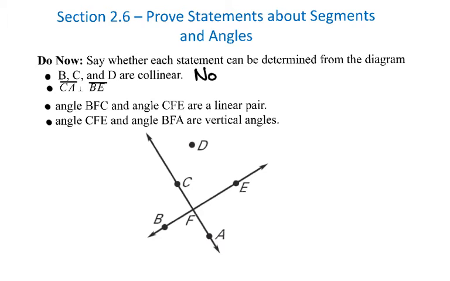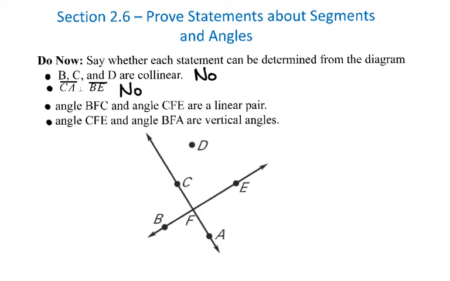And then the next one says segment AC is perpendicular to BE. That is this line right here and this line right here. Since we do not have an angle marking such as this right here, we cannot assume that they are perpendicular to each other. So this is a no also.